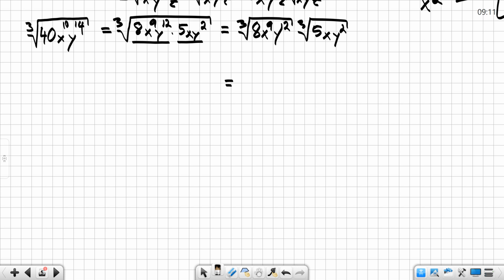And the first root is going to dissolve. It's going to open up because it's a perfect cubic root. The cubic root of 8 is 2. Of x to the 9th, 9 divided by 3 is 3. And y to the 12th, 12 is also divisible by 3. This will be y to the 4th. But I still have a little radical left, the cubic root of 5xy squared.